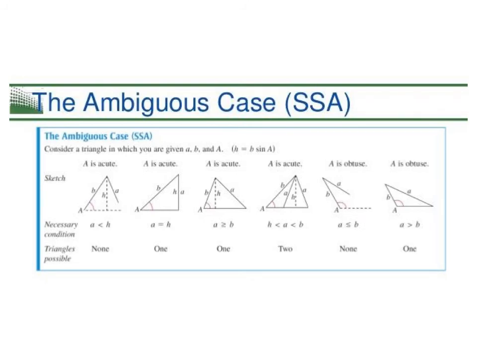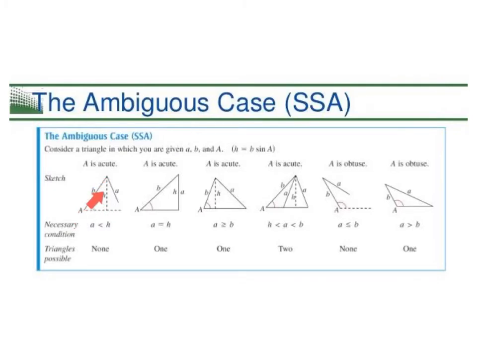Now, let's break that down a little bit. Consider a triangle in which you're given sides A and B and angle A. So, side A, side B, angle A. I can drop a perpendicular from my angle C. From angle C, this height is given to me by B sine of A, and that's because B is the hypotenuse of this right triangle.